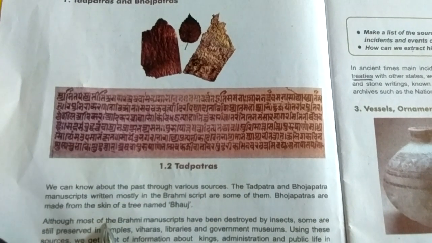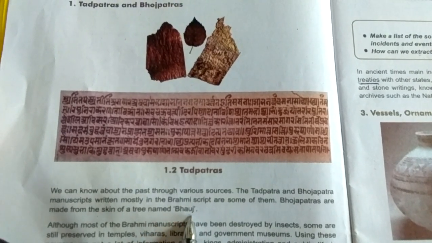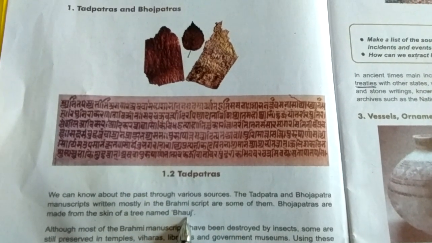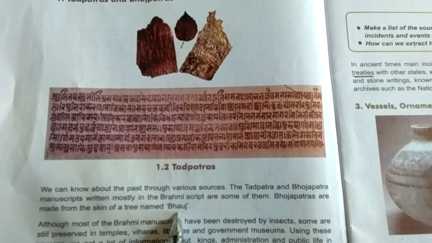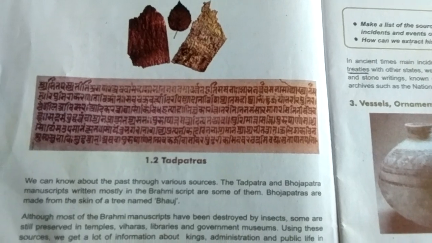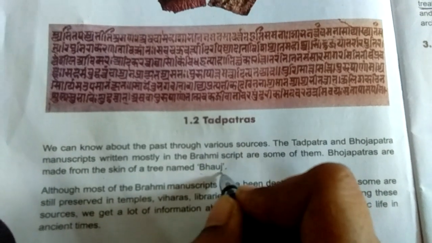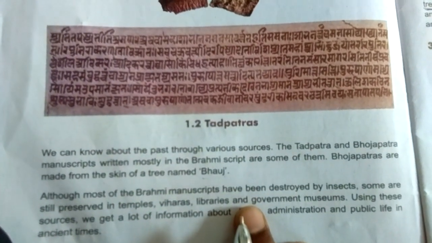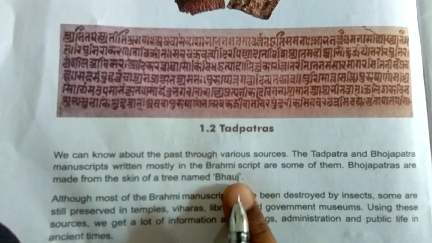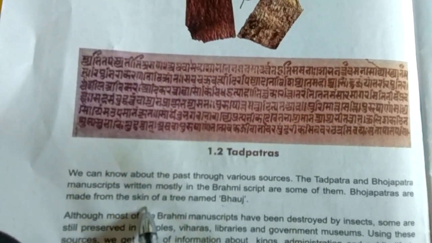Now Bhojpatras are made from the skin of a tree named Bhoj, that is, from the bark. Now this Bhoj is a special type of tree which is found in the Himalayan mountains, and scripts were written on its bark in ancient times.